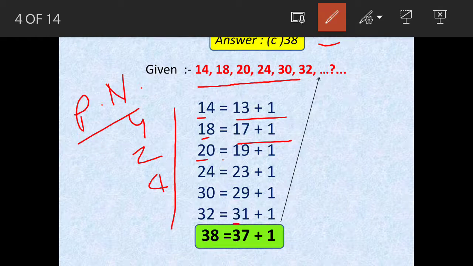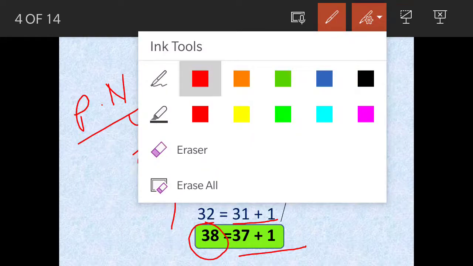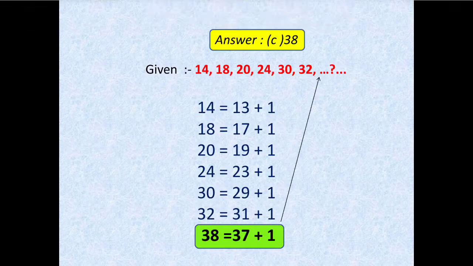So the last one is 31. 31 plus 1 is 32. And after 31, the next prime number is 37. So when we add 1 to this, the total is 38, and this is our missing term. So hope it is clear. I'll erase the markings. Now read the answer yourself.